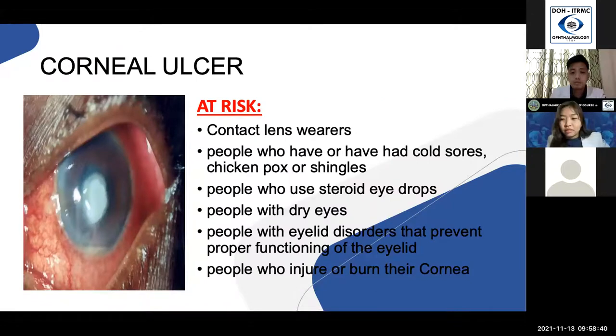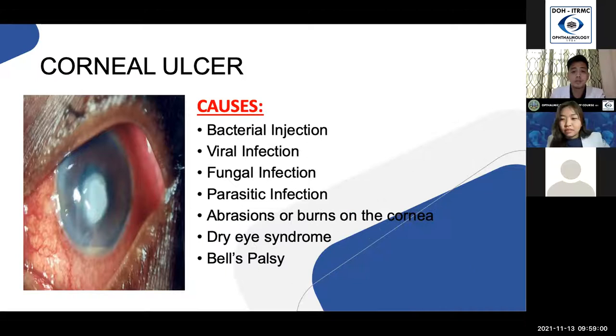So next is a corneal ulcer. You can see a whitish opacity on the eye. So patients at risk are the following. Actually, contact lens wearers or people who use steroid eye drops. So the causes, bacterial infection, viral, fungal. So most common ito yung mga na-trauma, tapos nag-self-medicate, hindi nila alam, may steroids pala yung eye drops na nilagay nila. So they are at risk.